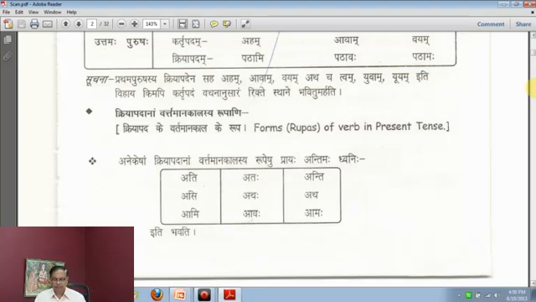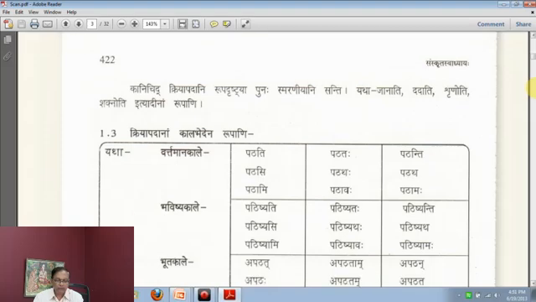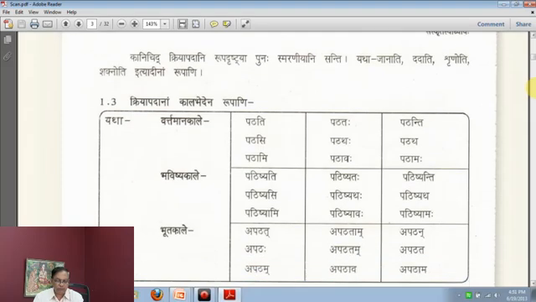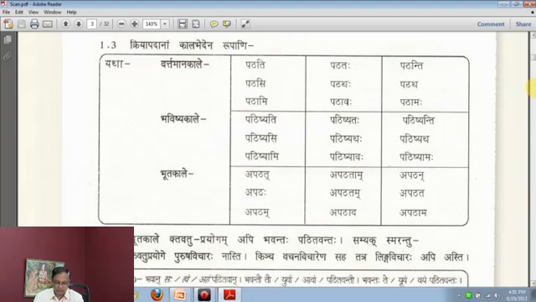In detail we have studied. Then on page 422, Kanichid kriyapadani rupadrishtya punaha smaraniyani santi. Now some verbs you have to recall again, and what are they? For example, janati. They are not regular verbs as such. Janati means knows, dadati gives, shrunoti listens, shaknoti is capable, ityadinam rupani. So we are going to see some of these forms again.